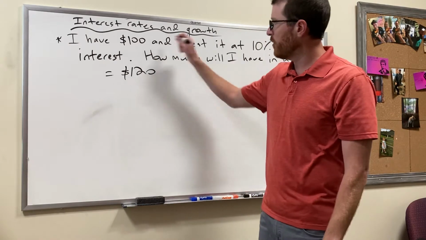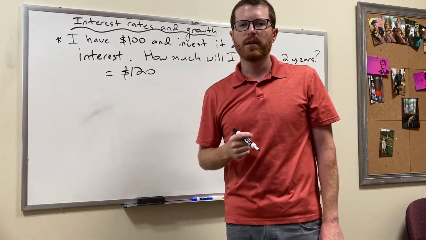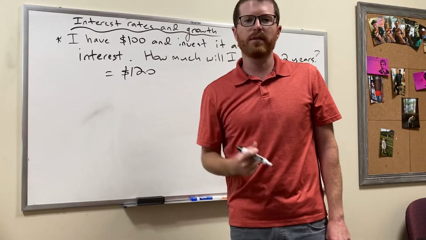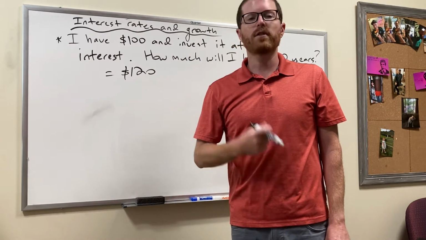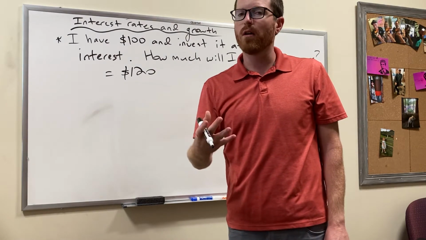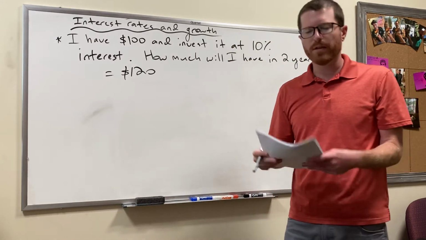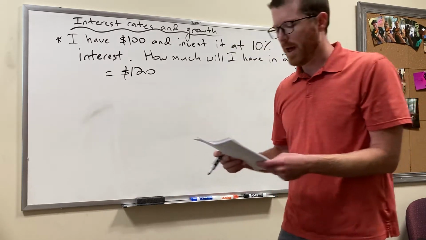So in the first year, when your money grows from $100 to $110, now you have $110 invested. So when you take 10% of $110, you're going to see that you grow by more than $10, okay? So let's apply the math. Let's learn the terms that we need, and let's apply the math.